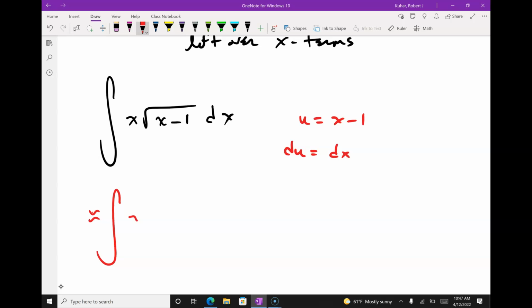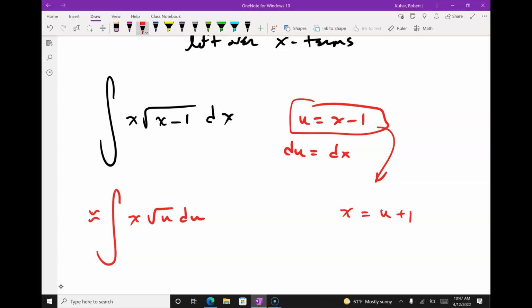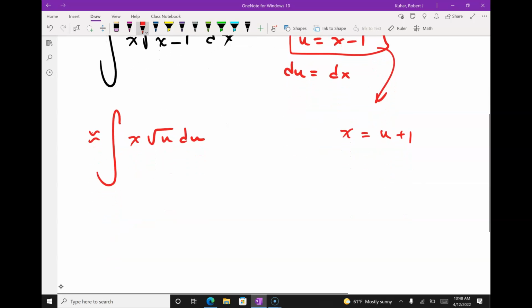I'm a little confused because I have x square root of u du. I can't integrate that x with respect to u, not until Calc 3, by the way, for the engineers. So I have to replace this x with something, and I usually will find it here. Notice that x is u plus 1. So this is change of variable. I'm changing all my variables into u. So now I get the integral of u plus 1, u to the 1/2 du.